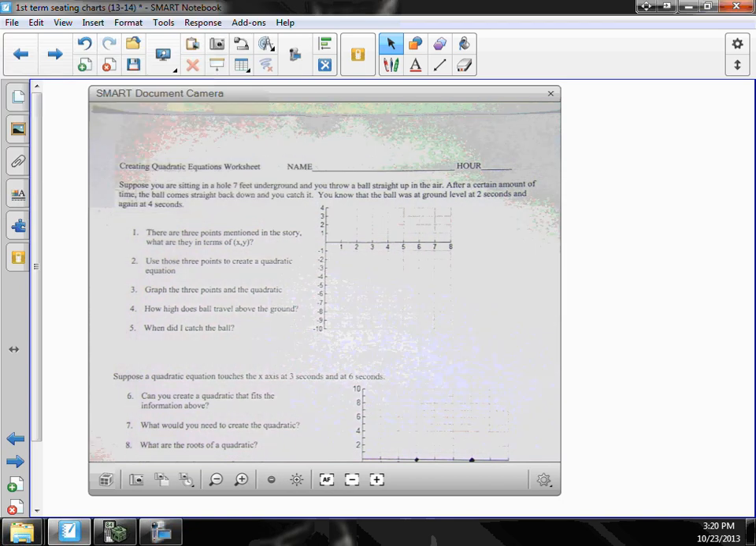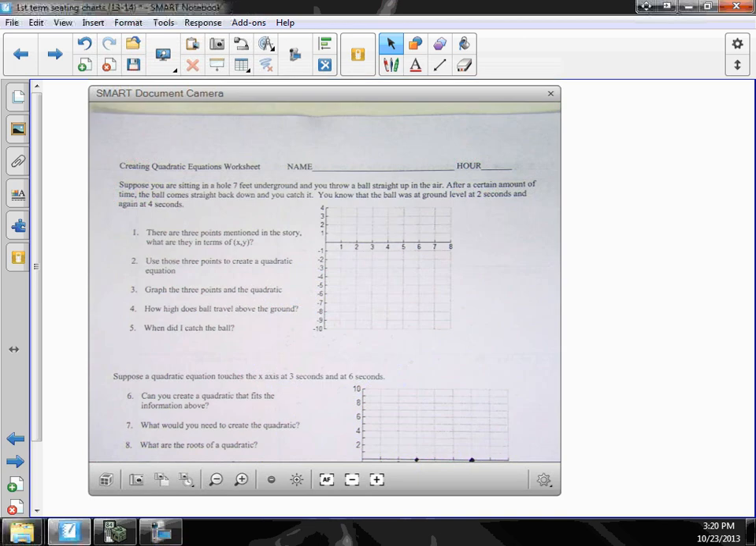Today we're going to work on the Creating Quadratic Equations worksheet. At the top it gives you a story that says, suppose you are sitting in a hole 7 feet underground and you throw a ball straight up in the air. After a certain amount of time, the ball comes straight back down and you catch it.